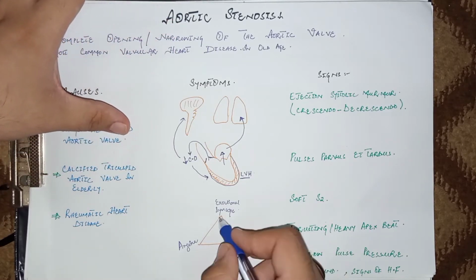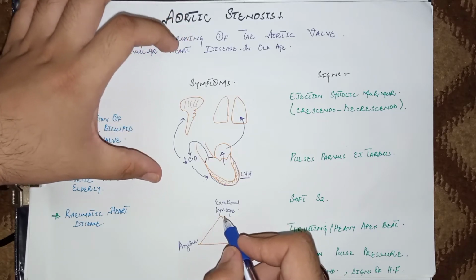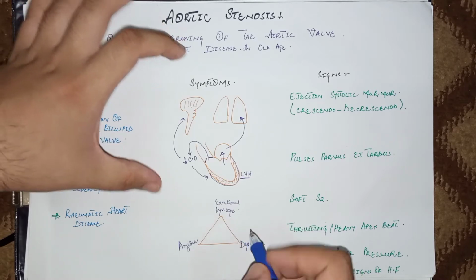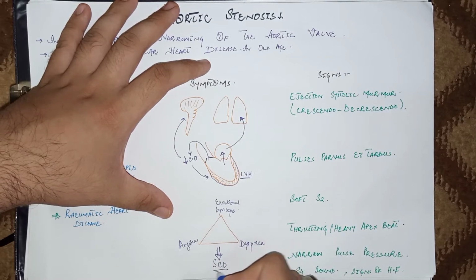This triad is very important in aortic stenosis, and all these features develop on exertion or severe or strenuous exercise only, not at rest. And these features may lead to sudden cardiac death in these patients.